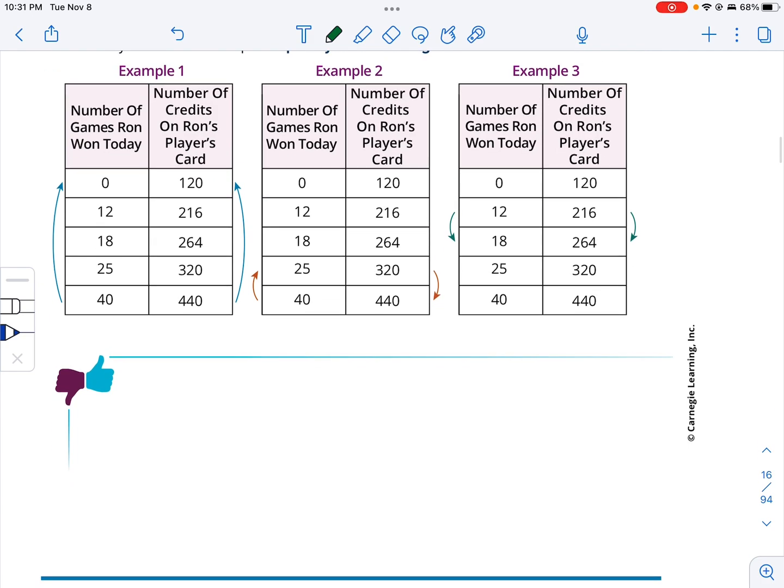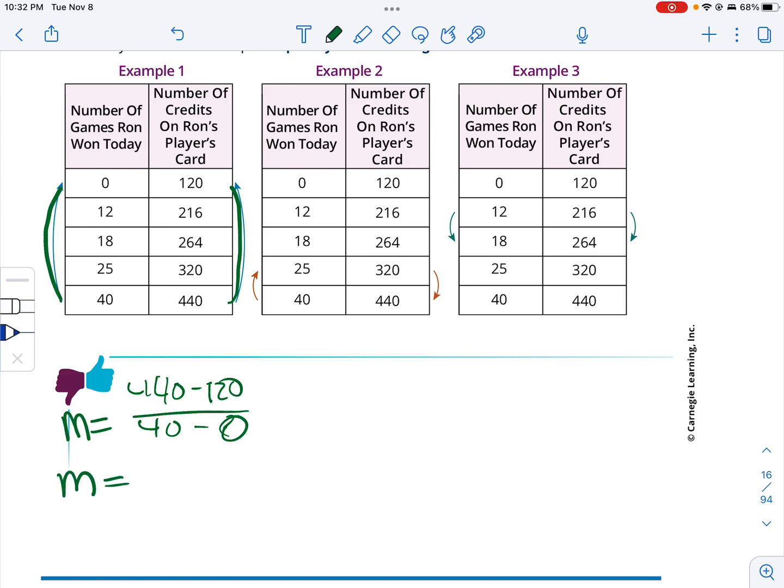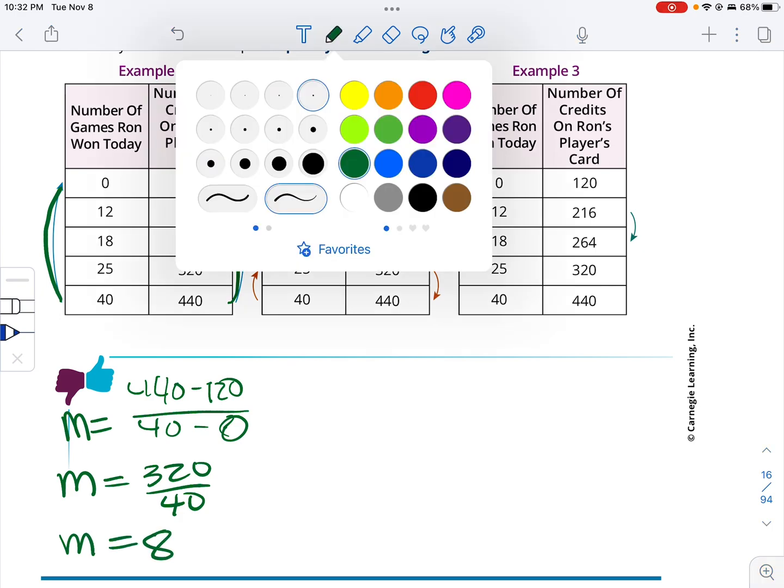Okay, so this first one, it says for the y values, 440 minus 120. See how the arrow went this way? Then this one goes from 40 to 0. So when I do that, I get 320 over 40. That gets me 8. Okay, I'm going to pick a different color.